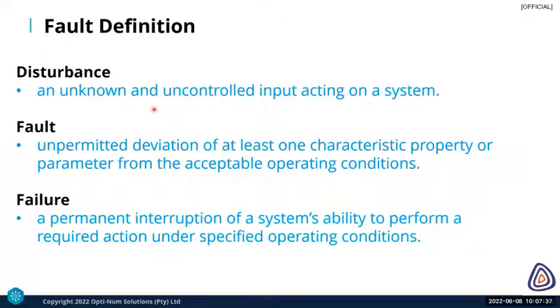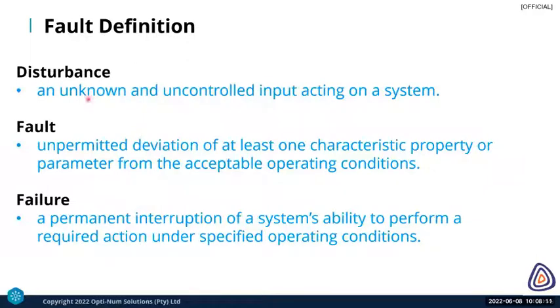Okay, on the topic of fault detection, I think it's good for us to start with just a few definitions, distinguishing faults, disturbances, and failures. So a disturbance is an unknown or uncontrolled input acting on a system. A fault is an unpermitted deviation, and this usually is characterized by one or more process variables exceeding a certain range. And a failure is then a permanent interruption of a system's ability to perform within the given constraints.